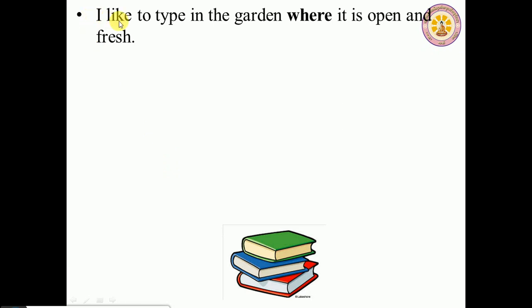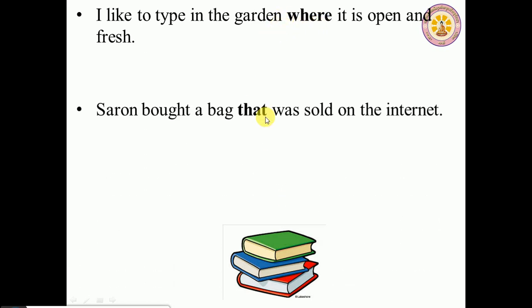For example, I like to type in the garden where it is open and fresh. So where it is open and fresh is the relative clause that adds more meaning to the noun garden, to be clear, to make sense, to be complete. So the relative clause is necessary, so we do not use a comma after the main clause.